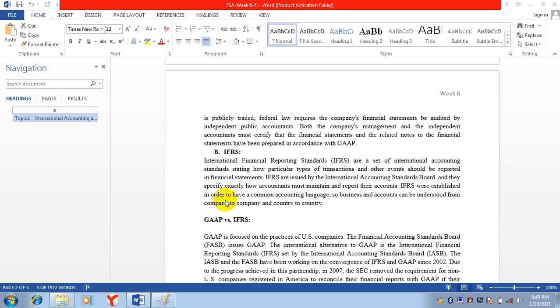IFRS were established in order to have a common accounting language. And what is the purpose of IFRS? That all over the world there must be a common accounting language, meaning all over the world financial reporting will be the same. So businesses and accountants can be understood from company to company and country to country. Each and every accountant can easily understand the financial reports.